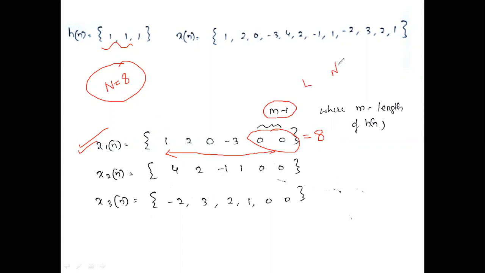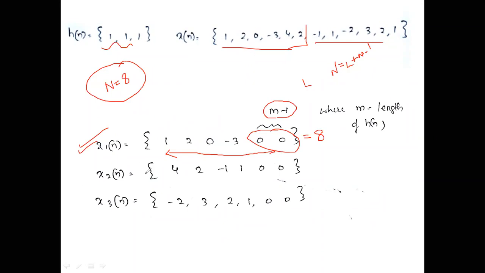N is equal to L plus M minus 1. M is equal to 3, N is equal to 8. So what is the first segment? Yeah, it is pieces of 6. So first subsegment is 1, 2, 0, minus 3, 4, 2. This is the first subsegment. This is the second subsegment.